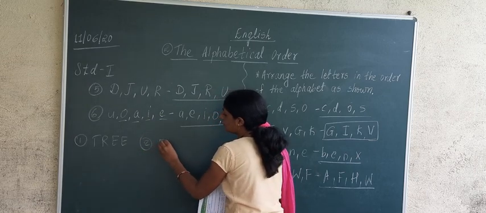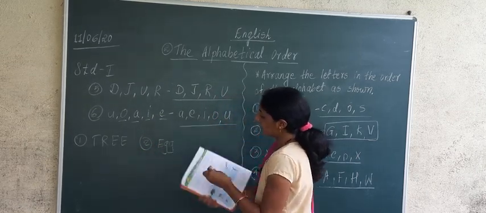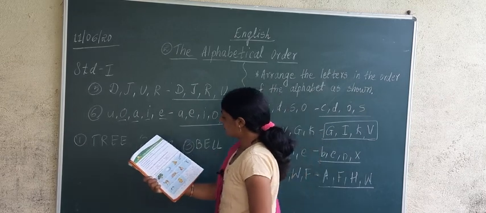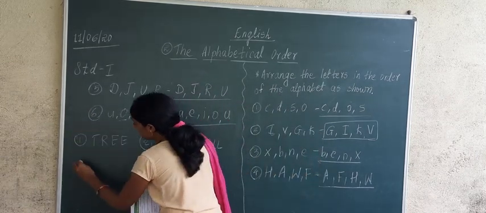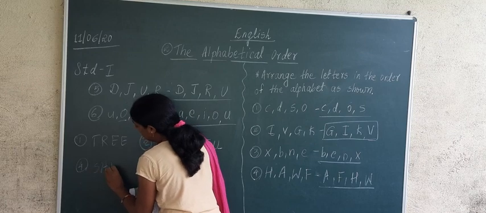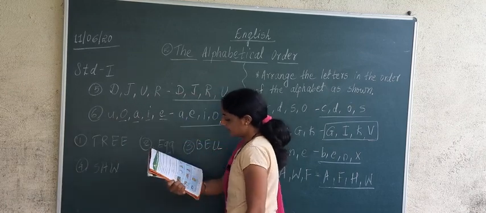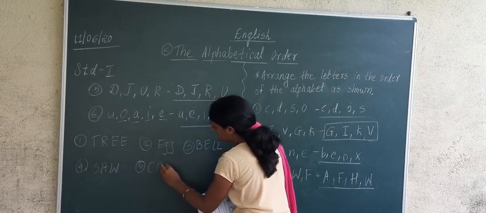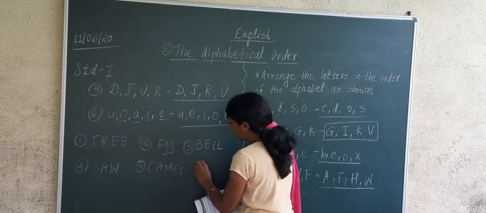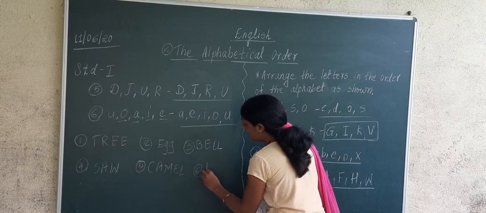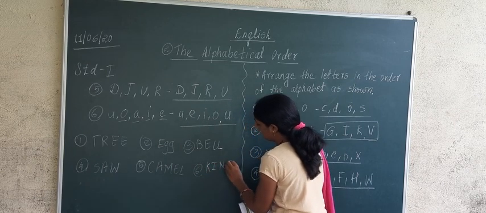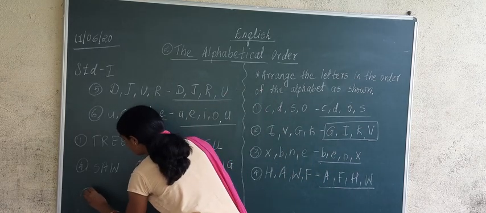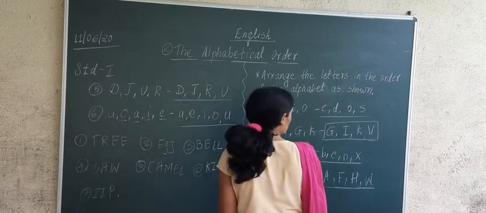What is the second picture? Egg. E-G-G, egg. What is the third picture? Bell. B-E-L-L, bell. Which is the fourth one? It is a saw. S-A-W, saw. Which is the fifth? It is a camel. So the fifth one is camel. Which is the sixth one? The sixth one is king. K-I-N-G, king. And the last one is zip.